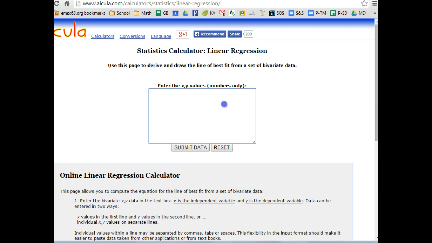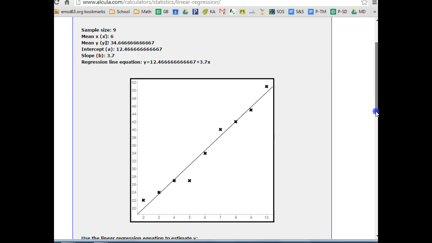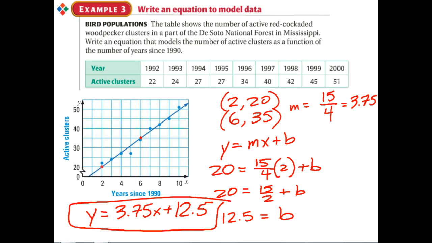I guess it's not going to create a line. Hold on, let me fix this. All right, I got it fixed now. So you can see it creates a line there for us, and it gives us this crazy equation. But we're just going to round. It looks like it's about 12.5 and 3.7x. So what did we get? We got 3.75x and 12.5.